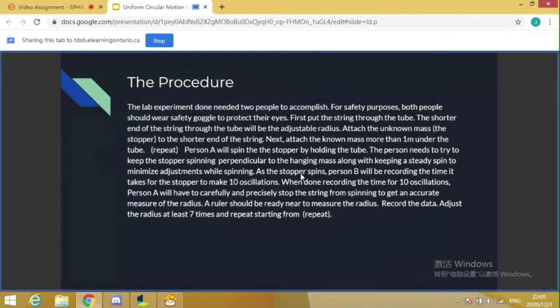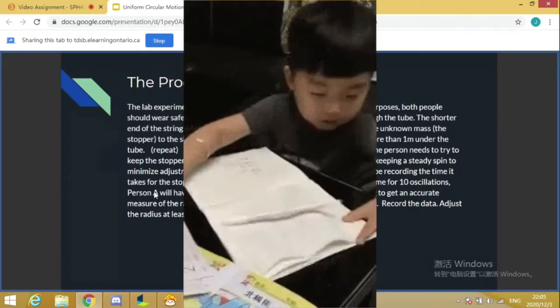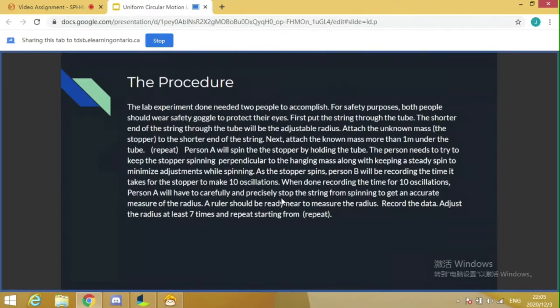As the stopper spins, person B will be recording the time it takes for the stopper to make 10 oscillations. When done recording the time for 10 oscillations, person A will have to carefully and precisely stop the string from spinning to get an accurate measure of the radius. A ruler should be ready near to measure the radius. Record the data. Adjust the radius at least 7 times just for more accurate data, and repeat starting from the first step. Repeat, repeat.